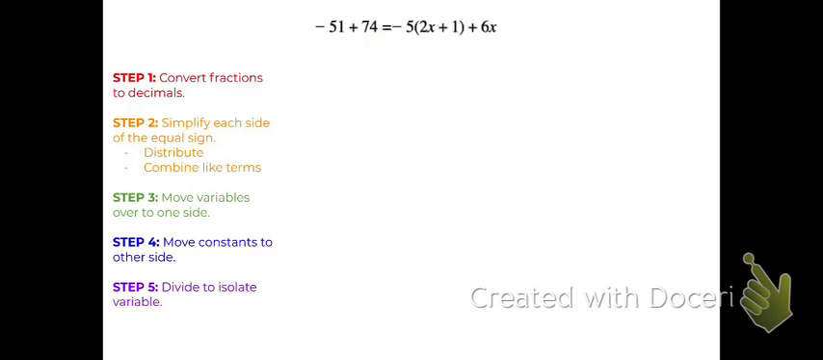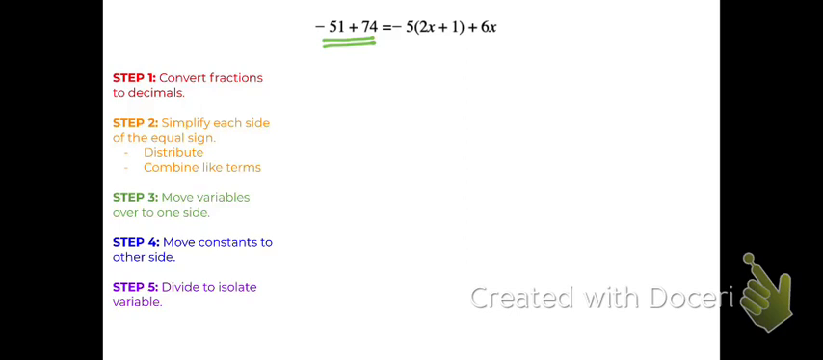So my step one says convert any fractions to decimals. If I'm solving an equation and there's fractions in there, I like to just change them to decimals so I don't have to deal with adding and subtracting and multiplying and dividing fractions. So that's why that step's there. There aren't any fractions in your equation or in this one, but I do need to look at each side and simplify.